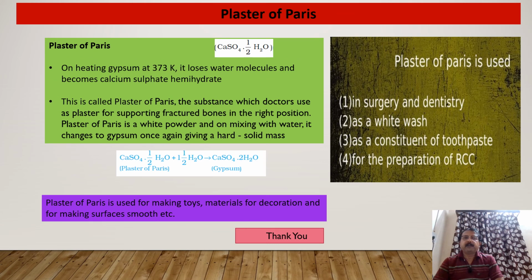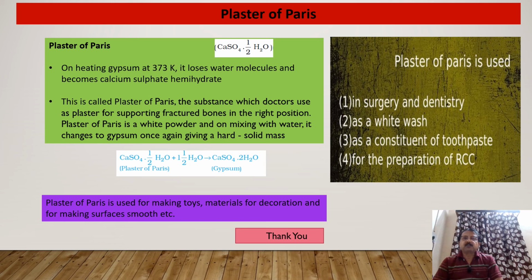Now we'll study the next compound, that is plaster of Paris, CaSO4.1/2H2O. On heating gypsum at 373 Kelvin, it loses water molecules and becomes calcium sulfate hemihydrate, and this is called plaster of Paris.